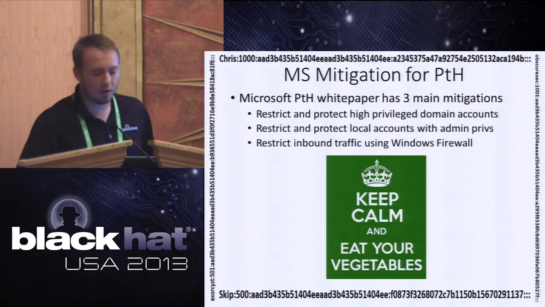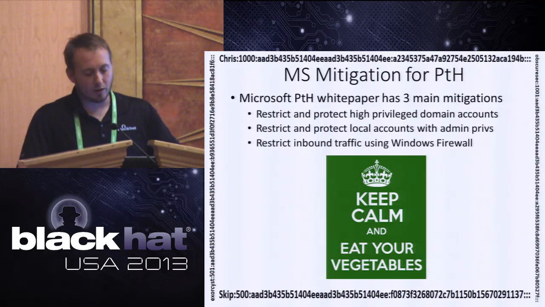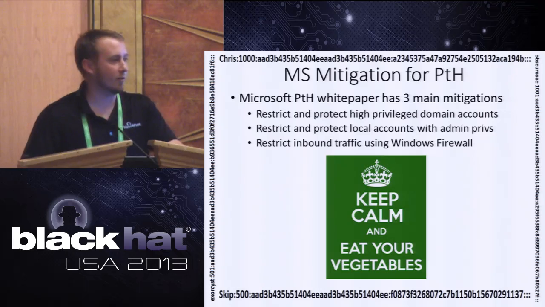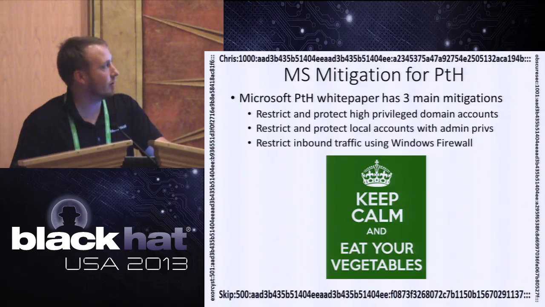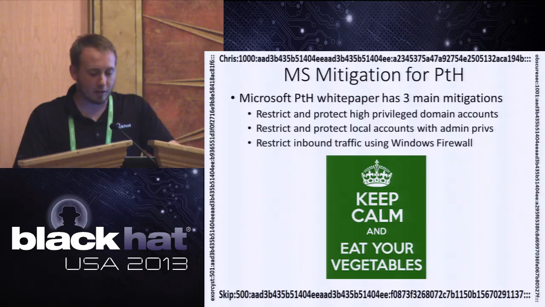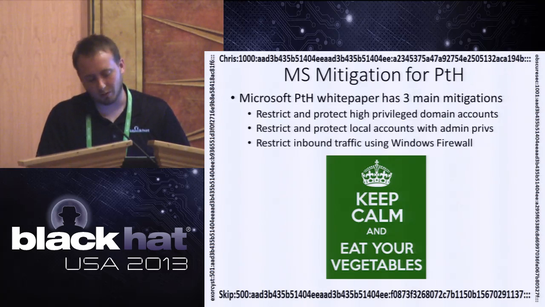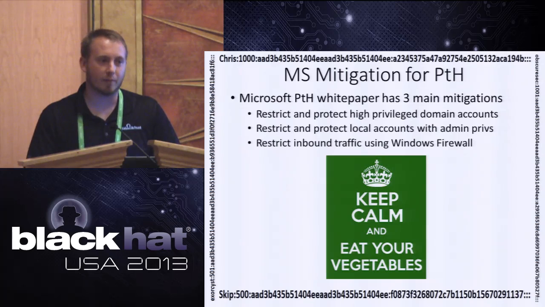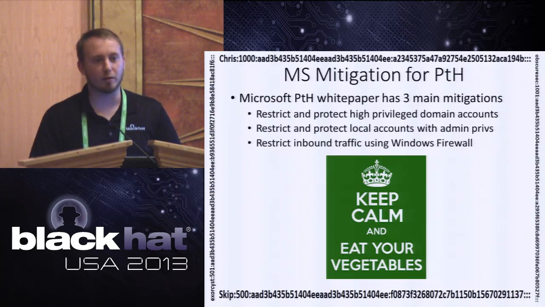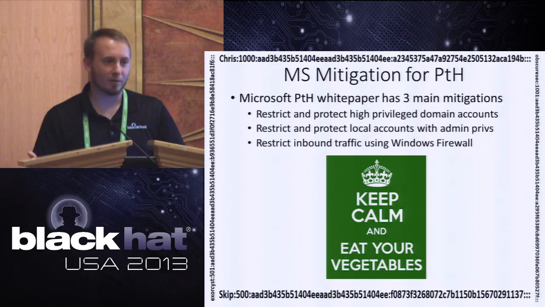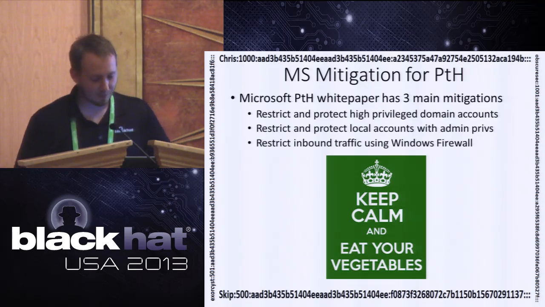Okay, so in the talk yesterday and in Microsoft's white paper, they gave three main mitigations. I'm sorry to pick on you guys, and they're really good mitigations. Restrict and protect high privileged domain accounts. Restrict and protect local accounts with admin privileges. And restrict inbound traffic using Windows Firewall. The third one, I'd love for you, if you're a Windows admin, to take the white paper and go to your network admin and tell them that you're going to deploy 10,000 non-centrally managed firewalls on the network, and record it and put it on YouTube, because I'm sure that's going to be fun.